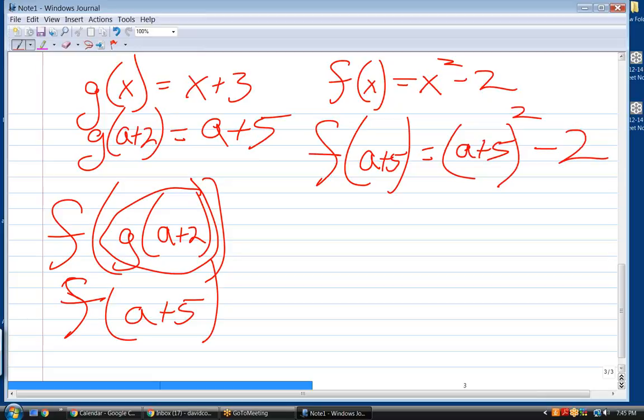The reason you say quantity is because otherwise I might write it like this. You said a plus 5 squared minus 2. In other words, I have to make sure that it's the quantity a plus 5 that's being squared. Right. Okay. These are composite functions. Whenever you have an f of g of x, or even something like this, f of g of a plus 2, it's a composite function.